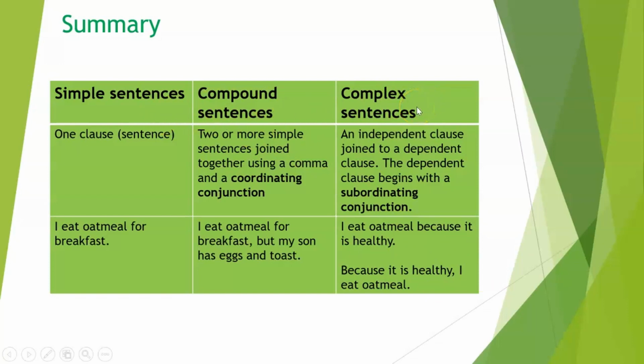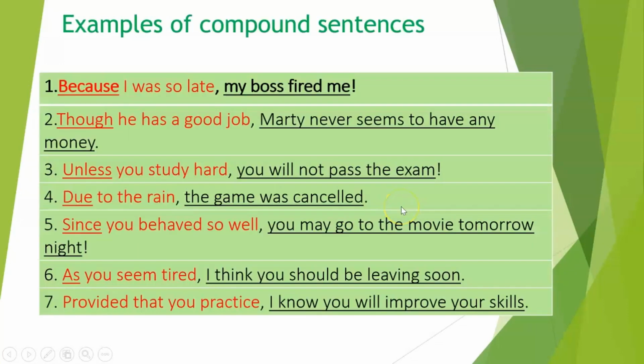Now, one thing I want to mention, everyone, is that when it comes to the compound sentences, we have the fanboys. When it comes to the complex sentences, we have the subordinate conjunctions. And in another video, I'm going to talk about these words: because, though, unless, due to, since, as, and provided that. So in another video, we'll take a closer look at each of these different types of conjunctions.